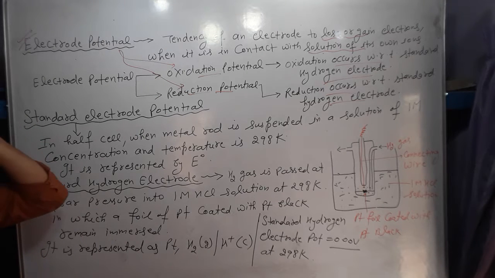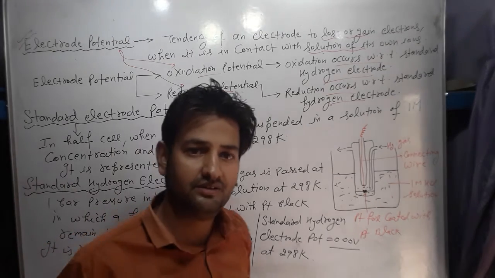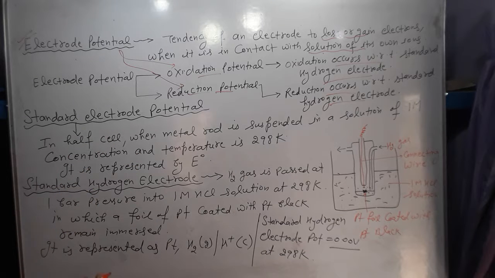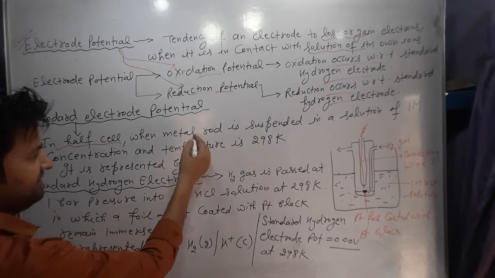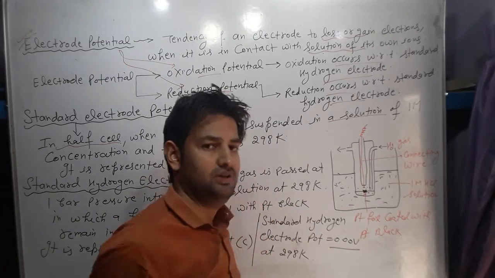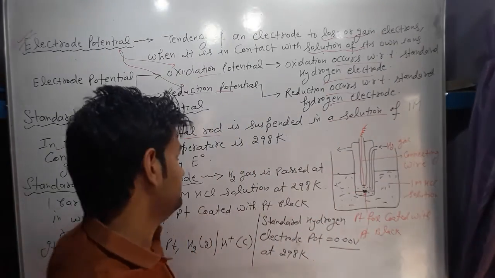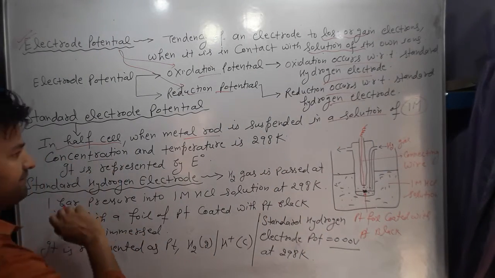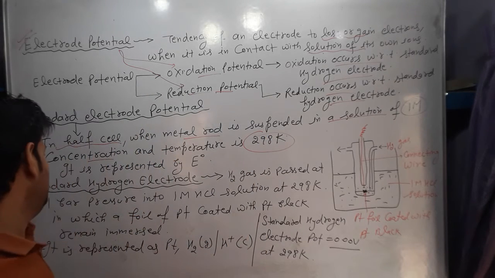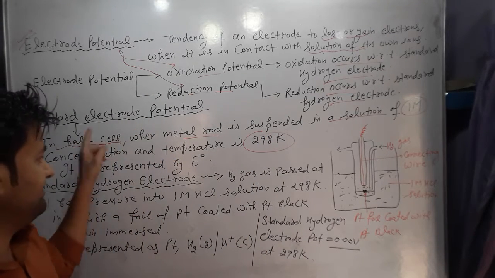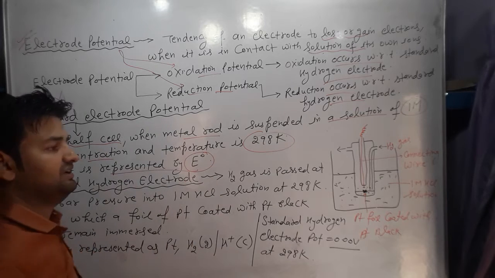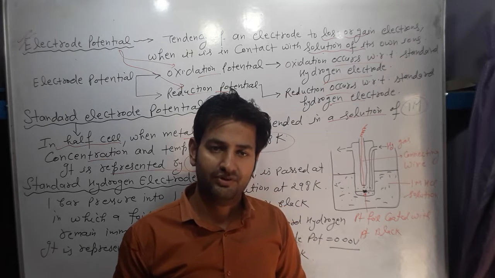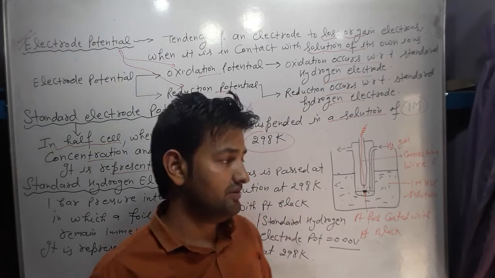Next point is standard electrode potential. When we take standard condition and we measure the potential, then it is known as the standard electrode potential. In any half cell, when a metal rod is suspended in a solution, for the standard condition the solution should be 1 molar concentration, temperature should be normal 298 Kelvin, then the electrode potential is known as the standard and it is represented by E naught. When the conditions are standard, temperature is 298 Kelvin and concentration of the solution is 1 molar.